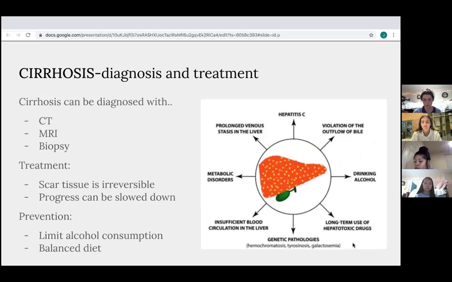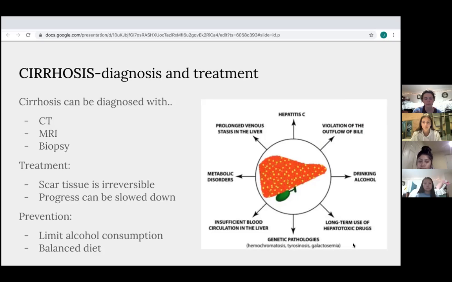For its diagnosis, cirrhosis can be diagnosed with computed tomography, ultrasound, and/or with a biopsy of the liver. There are currently no treatments for cirrhosis because the scarring of the liver is irreversible. However, there are ways to prevent cirrhosis, which include limiting alcohol consumption and eating a more balanced diet to decrease any chances of fat accumulation, which can later lead to cirrhosis.